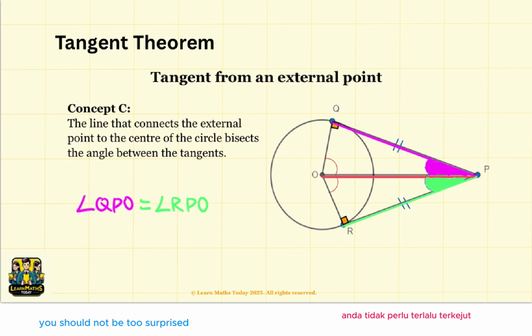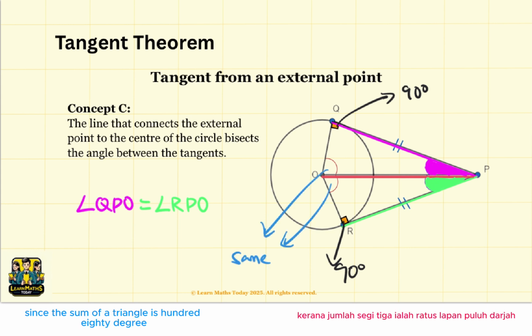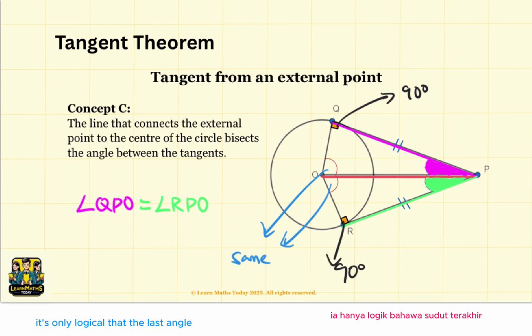You should not be too surprised because we already know that angle PQO is 90 degrees, and we know that angle POQ equals angle POR. Since the sum of angles in a triangle is 180 degrees, it's only logical that the last angle, angle QPO, will be equal to angle RPO.